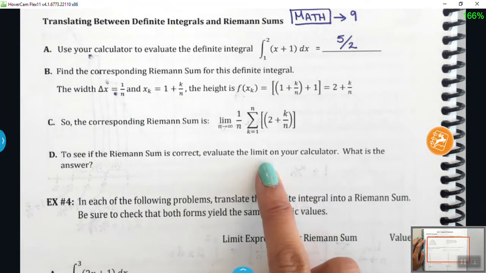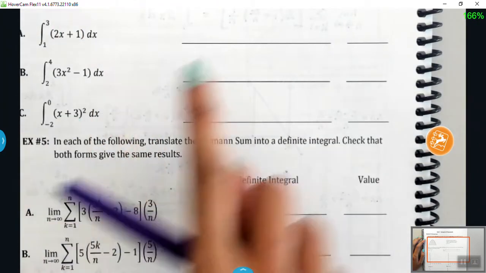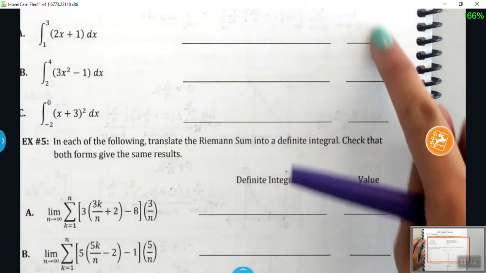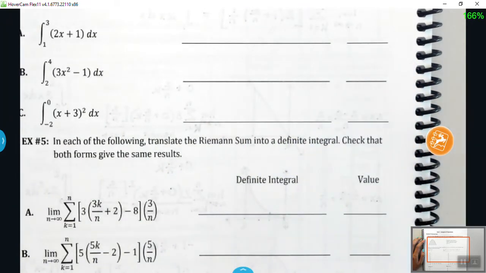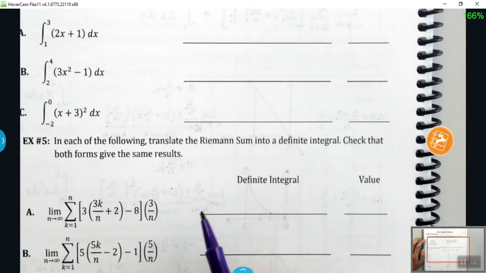I don't know if you can do limits on your calculator. Is there a limit thing on your calculator? I don't think so. Okay, let's skip B, C, and D then. I'm going to ask you to do A, B, and C and write the limit expression, and then use your calculator to find the value. But before we do that, I also want you to do the bottom. We're going to do one example down here, going backwards and finding the function so that we can figure out how to solve these.